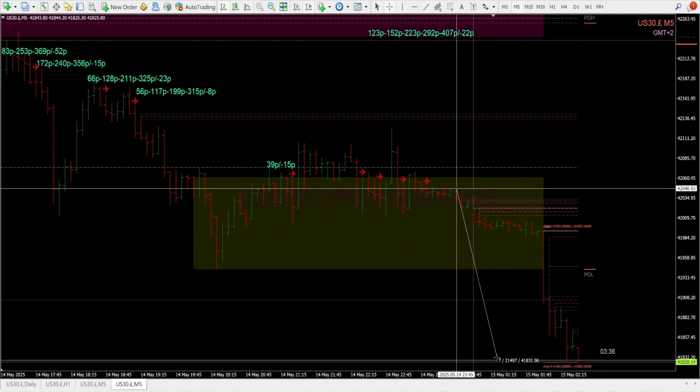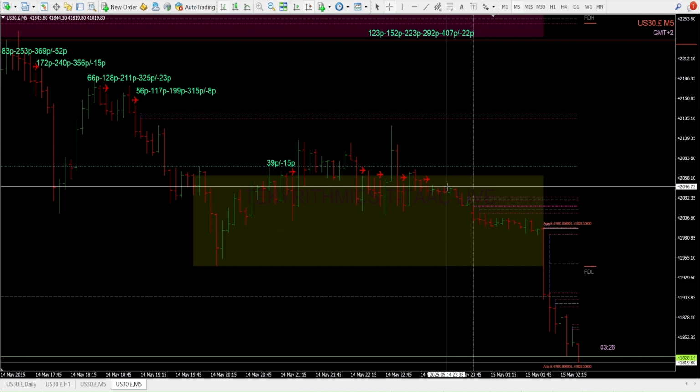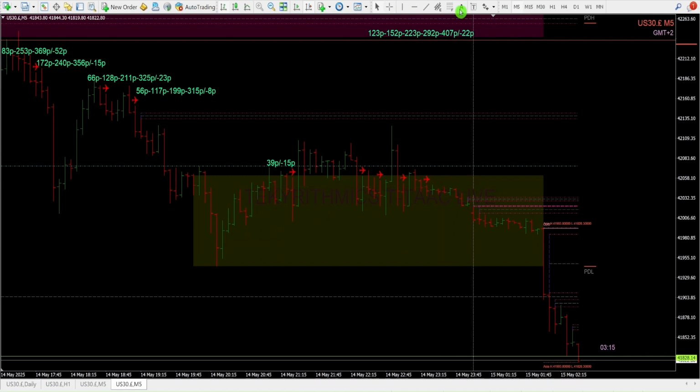Note this dynamite sell signal move. We're talking a 218-point move is seen here, with a negligible drawdown of 1 point. That's incredible.